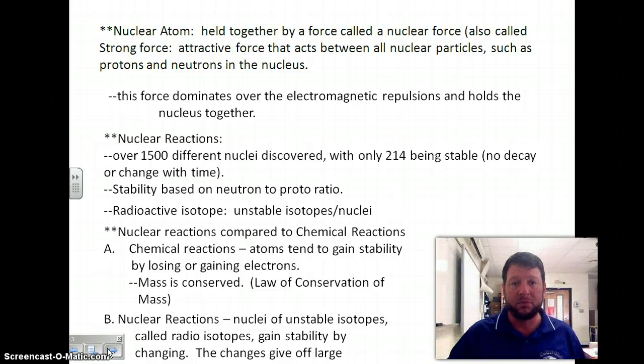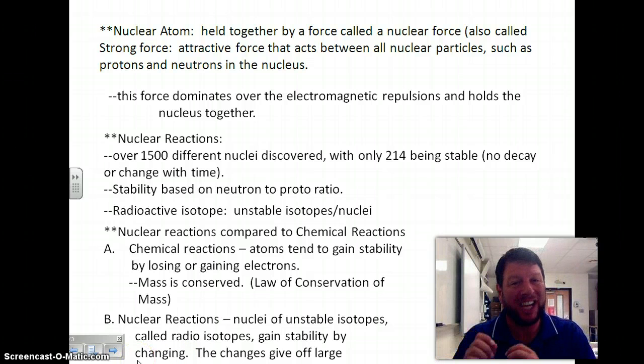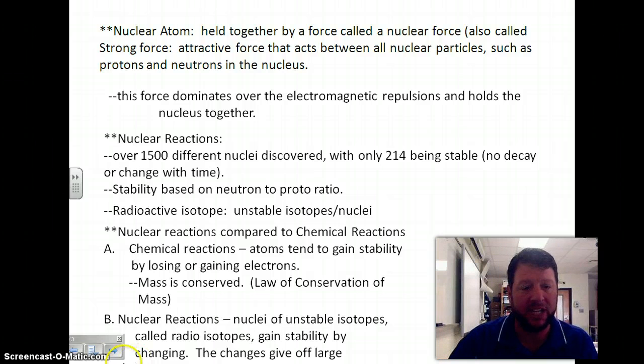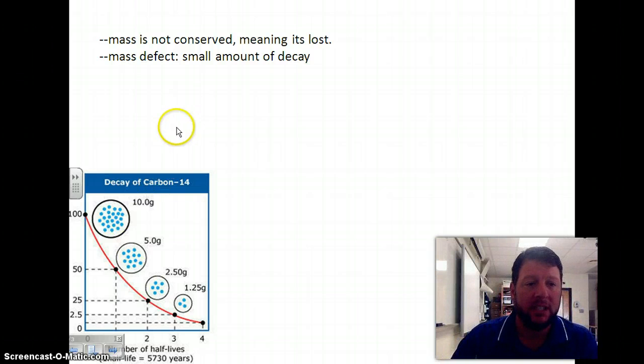The nuclei of unstable isotopes, called radioisotopes, gain stability by changing. The changes give off large amounts of energy. Okay? So in nuclear reactions, the mass changes. Mass is lost, and this change gives off tremendous amounts of energy. Mass is not conserved, meaning it's lost. And the mass defect is a measure of how much decay takes place. Generally, in any reaction, small amounts of decay are taking place.